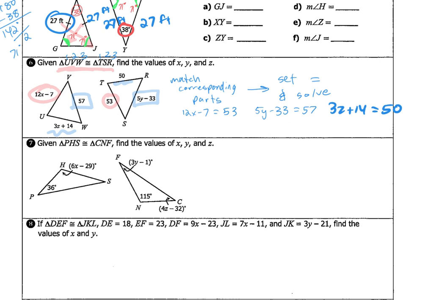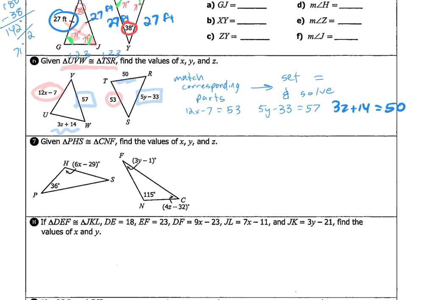Similarly, on 7, using that numbering system there, I would set 36, angle P is congruent to angle C.